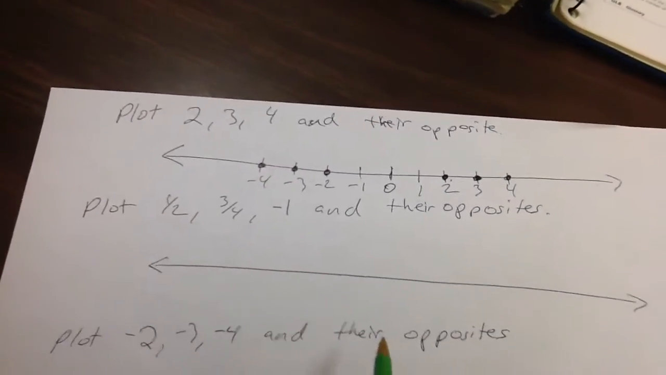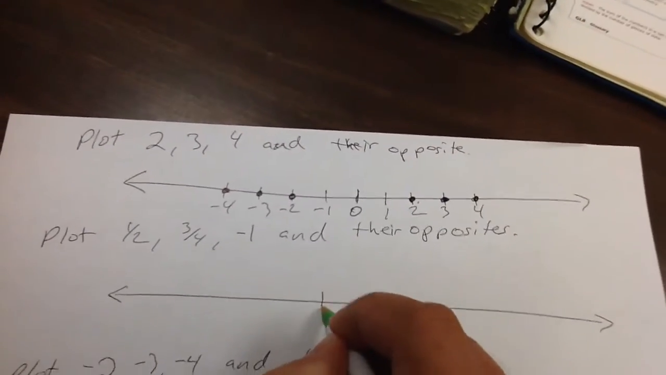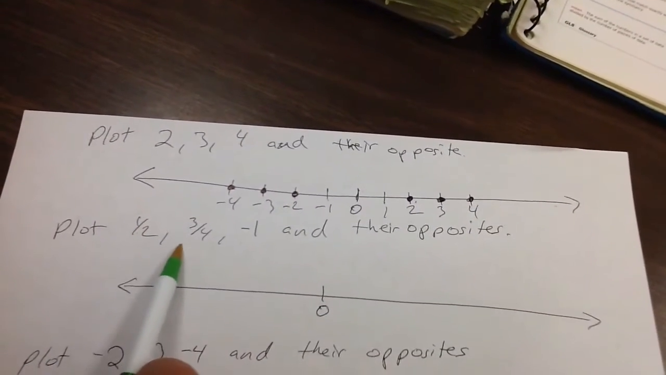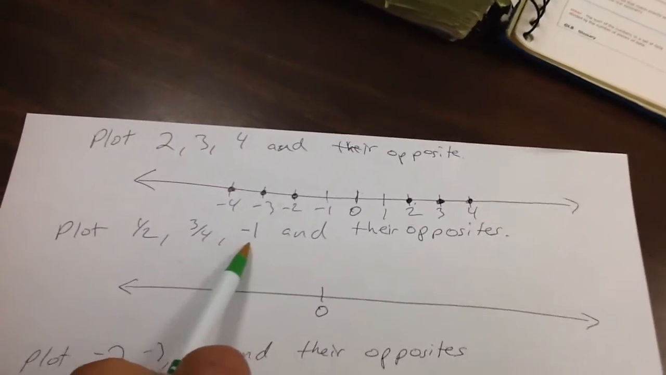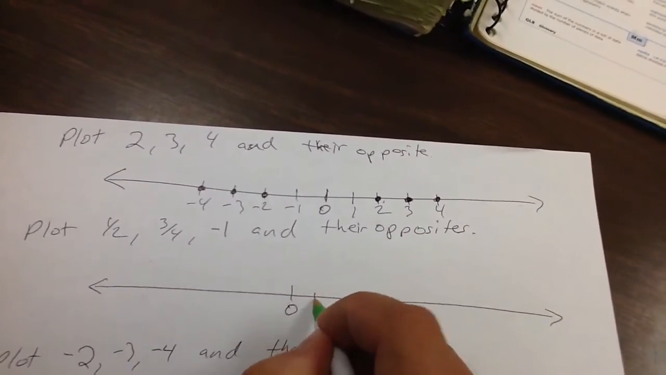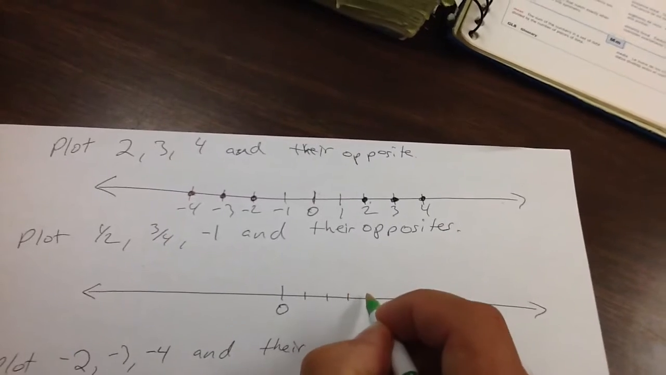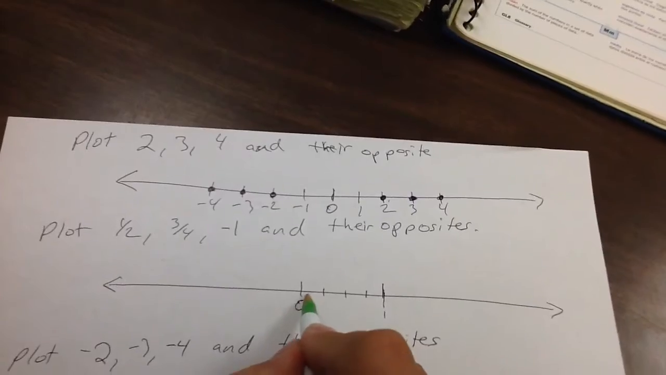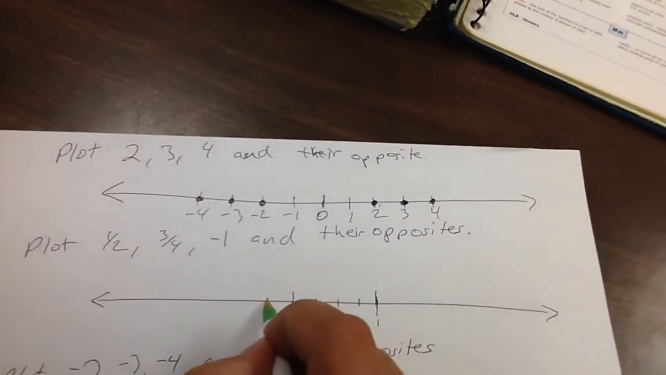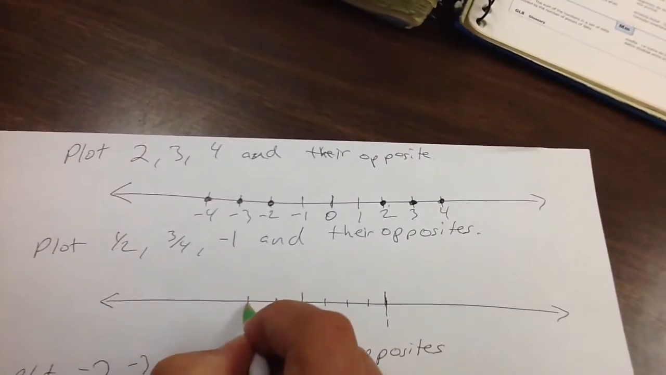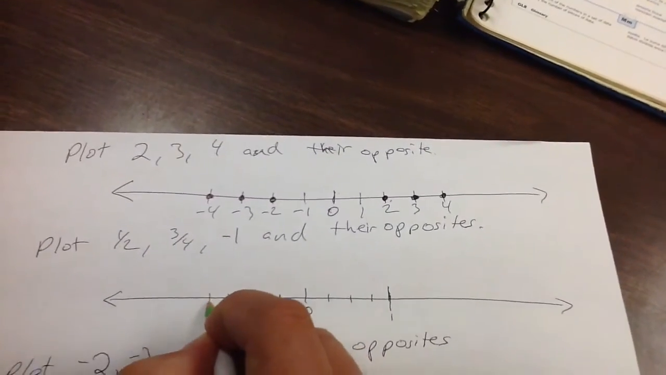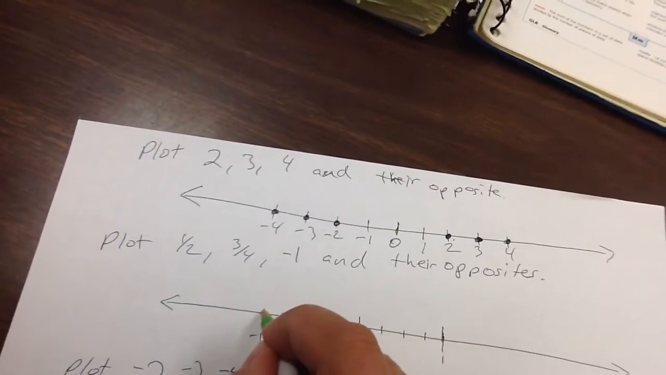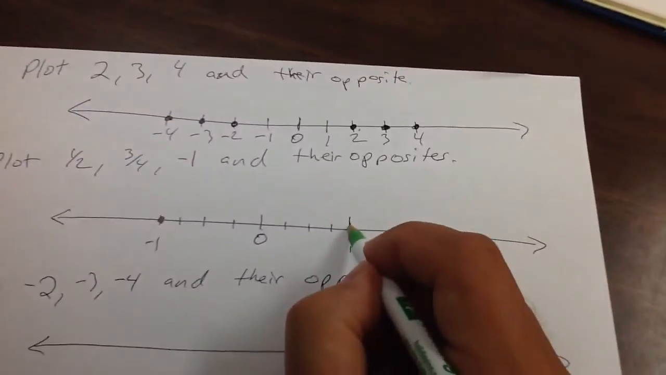Now this is going to be a little more challenging. For a reference point, 0. I've got fractions here, so I'm going to go by 1, 2, 3. That's going to be my 1 right there. I'm skipping by fourths here. I'm trying to keep the same distance. It might not be exact, but you get the reference point. So I'm plotting -1. The opposite of -1 is 1.